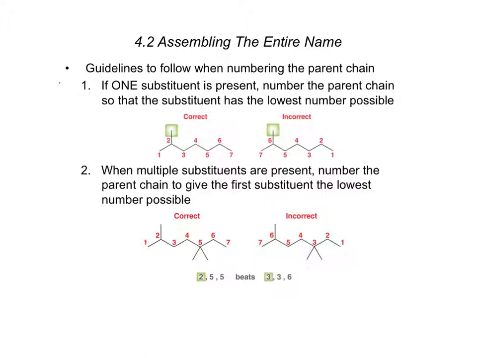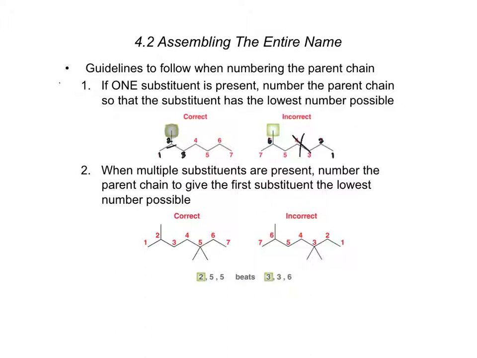In this example, we have our first substituent here, right? So if I start numbering it 1, 2, 3, that's going to give my first substituent the 2 position. On the other hand, if I had started over here, 1, 2, 3, 4, 5, this would give my substituent the 6th position. Okay, we don't want to do that. This is incorrect. We want to give it the lowest number possible. Okay, that's if we have one.